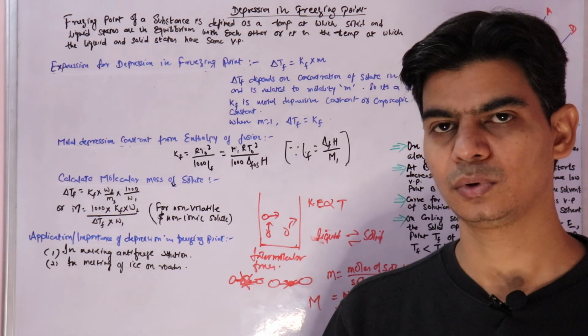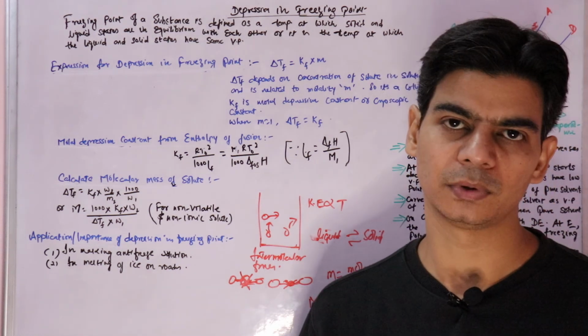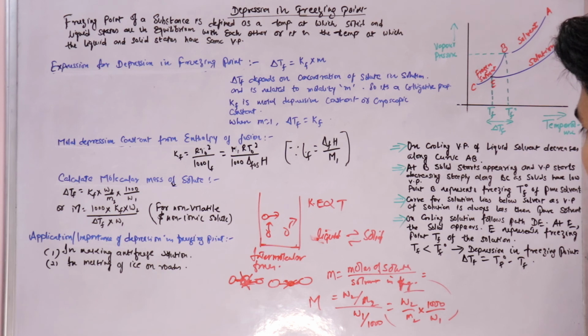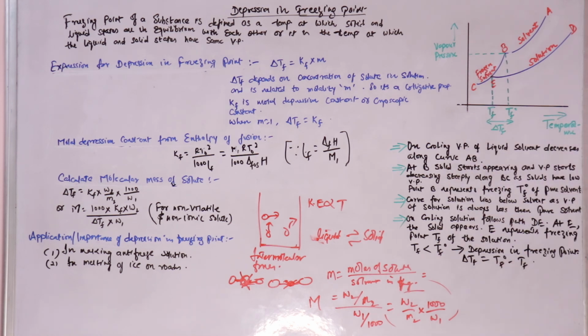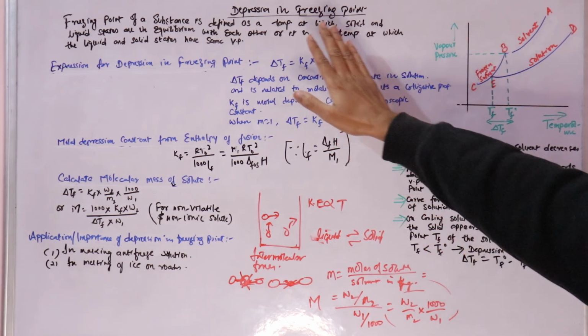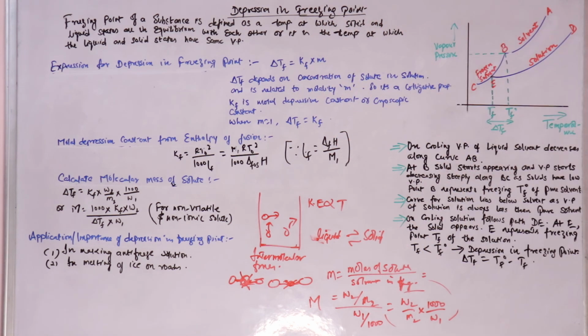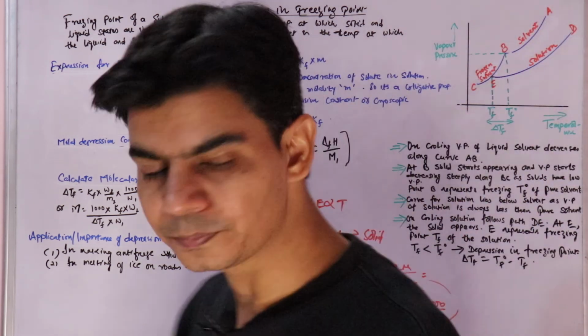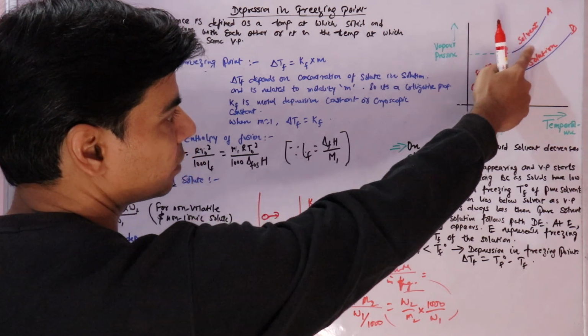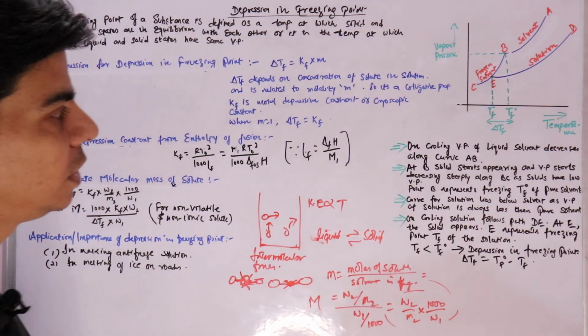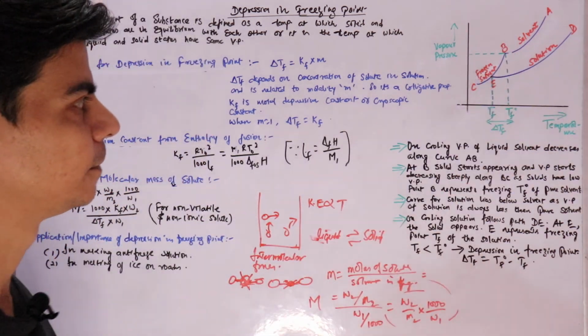The solute, which is calcium chloride or sodium chloride, right? So all this is important. This curve explains the depression in freezing point in graph form. If you look at this graph, this is for the solvent, the pure liquid, and this is for the solution, right?